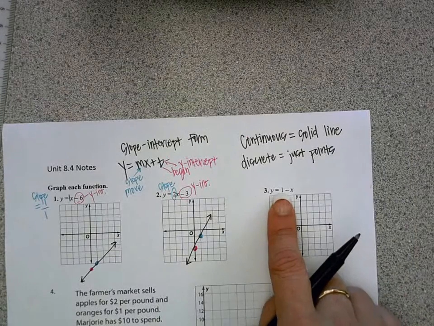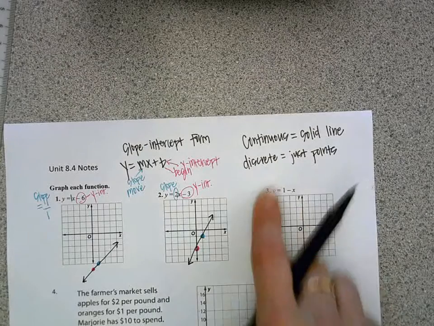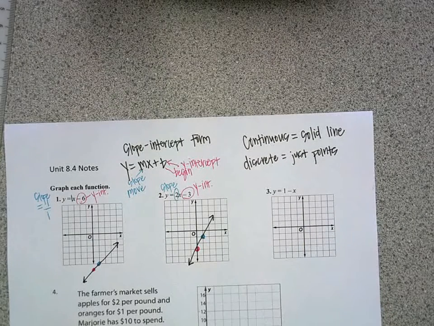How about number 3? Y equals 1 minus x. What's the y-intercept in that line? 1. Is this written the right way? Is this written in slope-intercept form? No. We need to rearrange it, okay? I want you to rearrange it to be in slope-intercept form. And all that means is the x part has to come first.